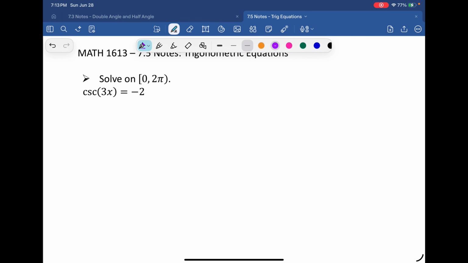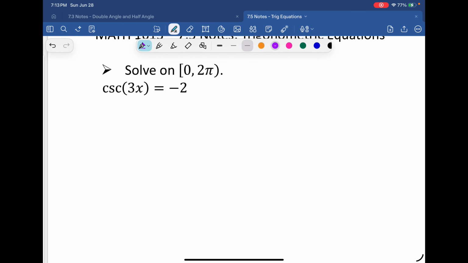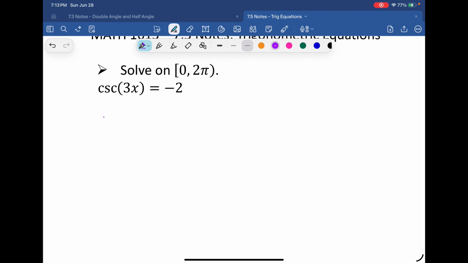Similar process, cosecant 3x equals -2. The first thing I'm going to do is do the reciprocal. So that's sine. The argument stays the same though. And let's say I wanted all solutions. Okay, so I'd look for angles where the cosine, or excuse me, the sine is -1/2. Oh shoot, sine is negative in quadrants 3 and 4.